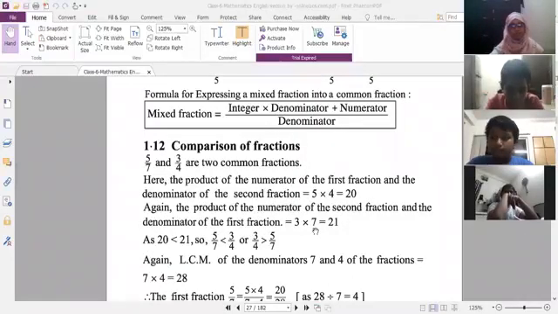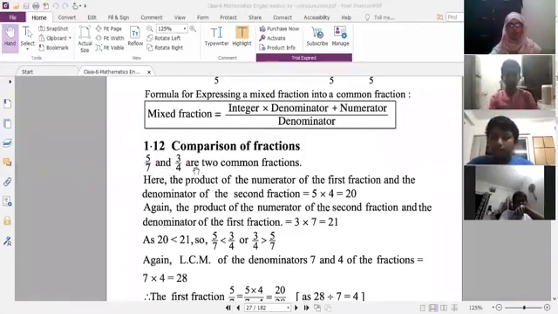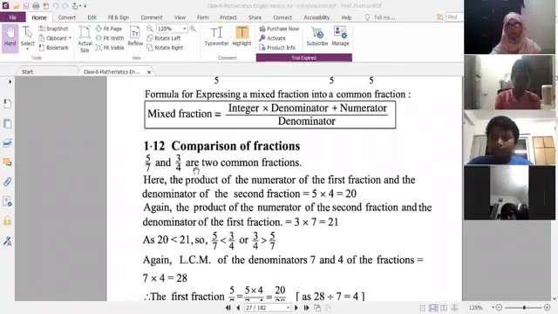Comparison of fractions. 5 by 7 and 3 by 4 are two common fractions. Yes. Have you any question?